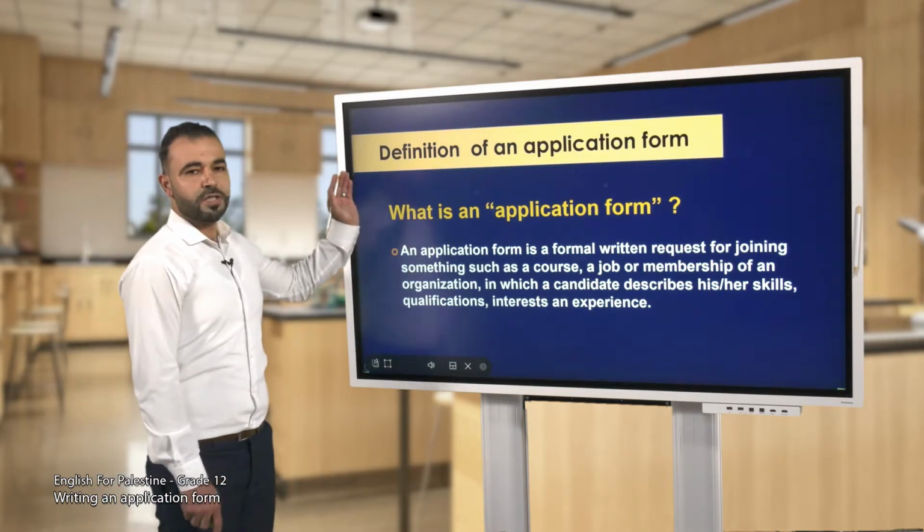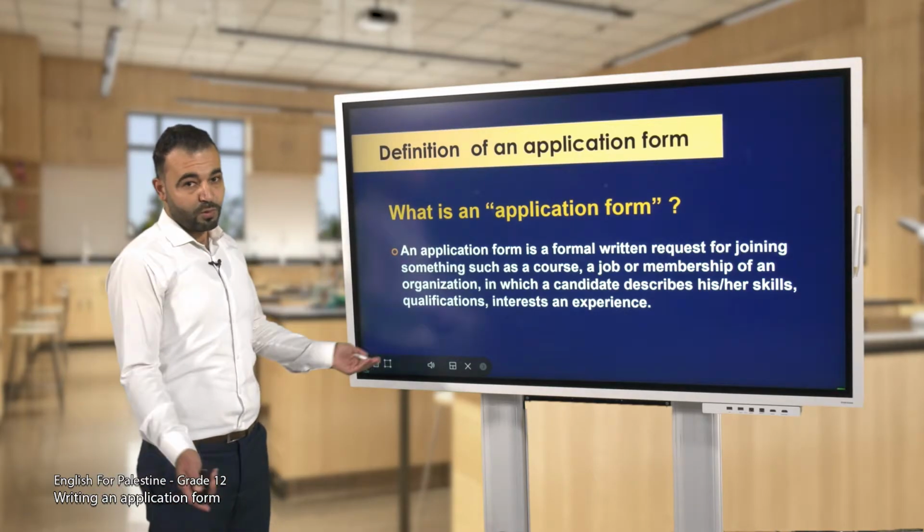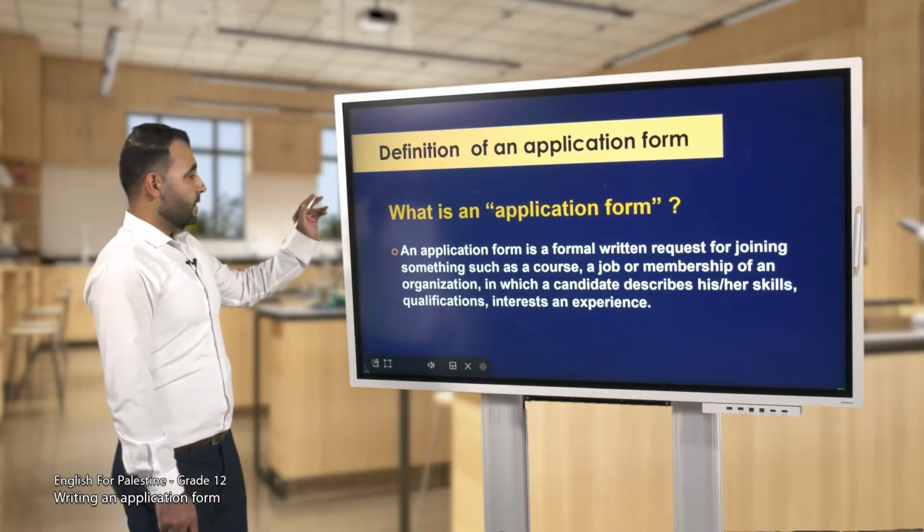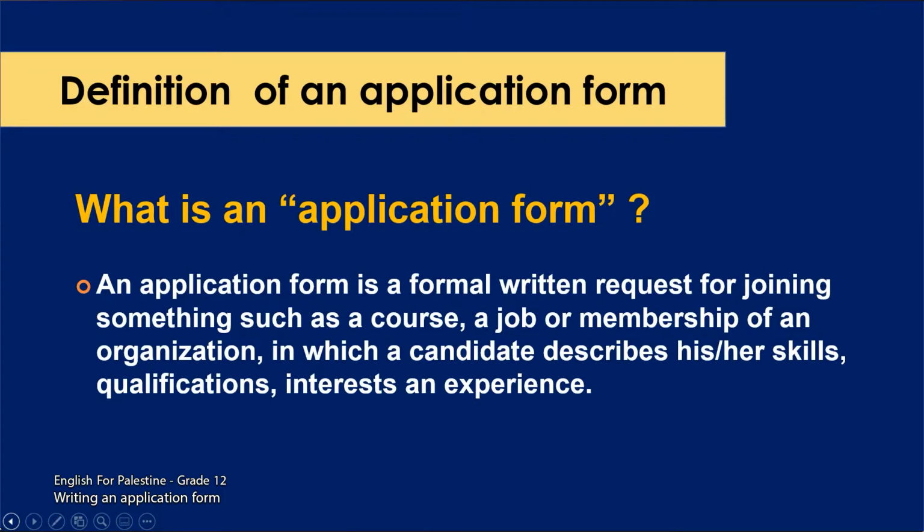First, the definition of an application form. What is it? An application form is a formal written request for joining something such as a course, a job, or membership of an organization in which a candidate, or a person who wants to join, describes his or her skills, qualifications, interests, and experiences.